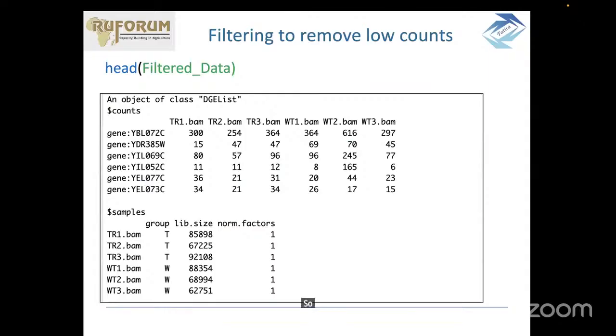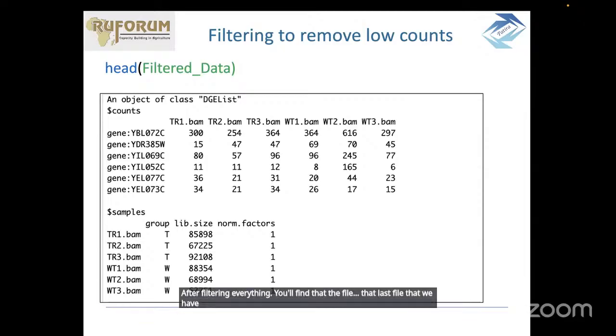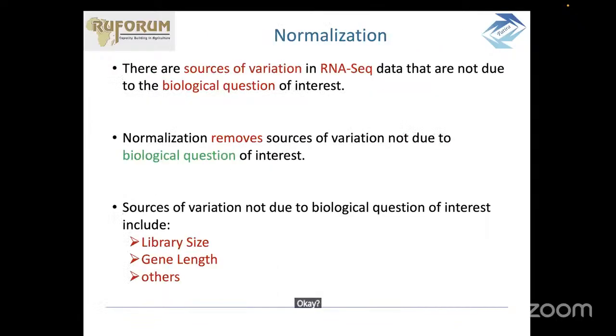So like for our case, after filtering everything, you'll find that the last file that we have will not have zeros and ones, okay? So normalization. The first one was filtering. You filter those that are zero, you don't need them. But now you have to normalize. This one was explained in the video very, very well.